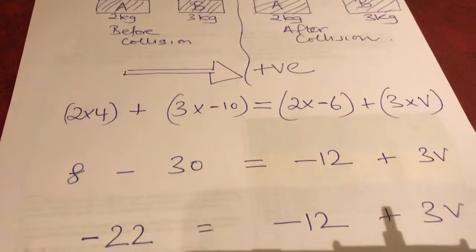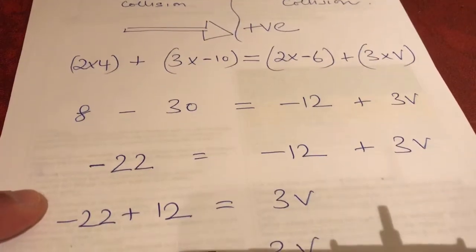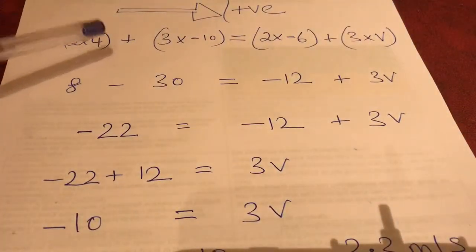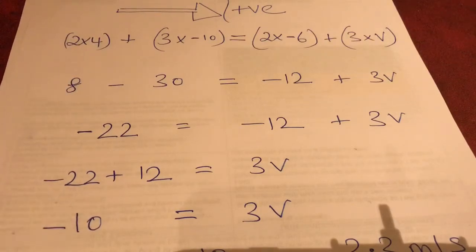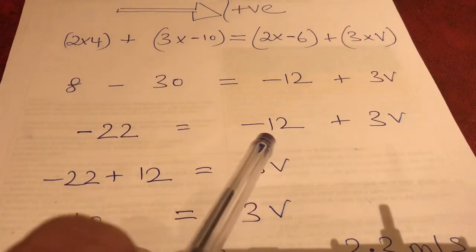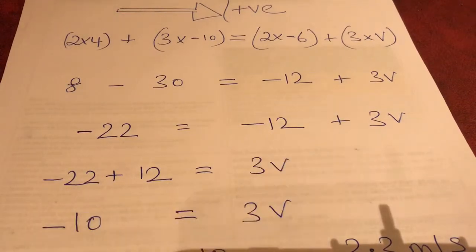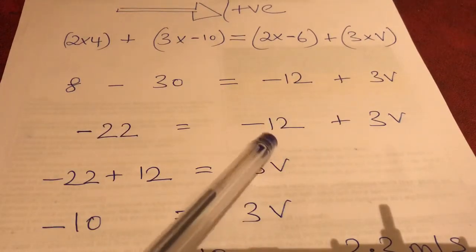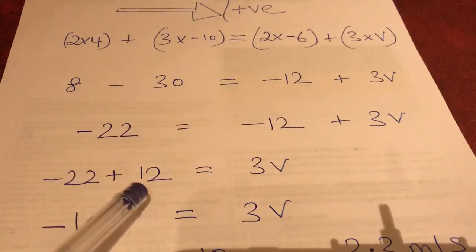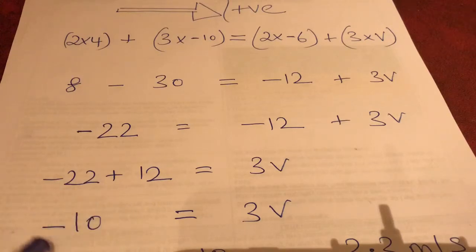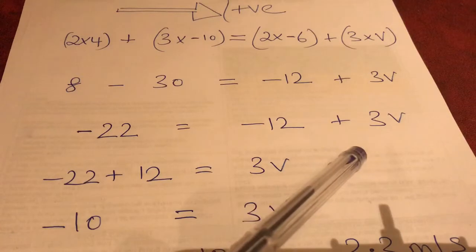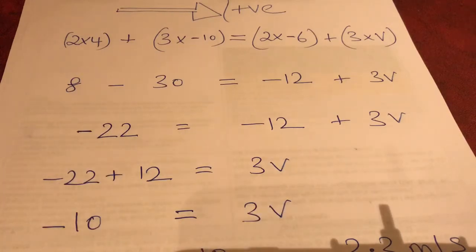When we work our way through the whole calculation, we end up getting minus 22 equal to minus 12 plus 3v. Now we need to bring the minus 12 over to this side. When we do that, the minus 12 becomes a positive 12, and as a result the answer becomes minus 10, which is equal to 3v, because 3v is then left on its own.